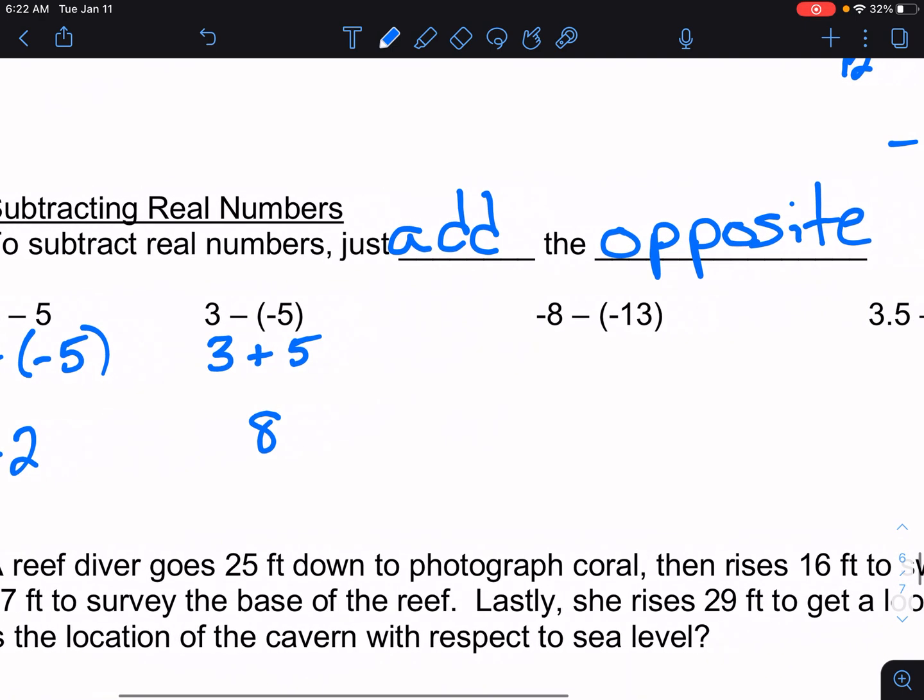For the next one, same idea. We're going to change this into adding a positive 13. Now our signs are different. We're going to subtract the numbers. 13 minus 8 is 5, and 13 is larger, so we'll leave it positive.